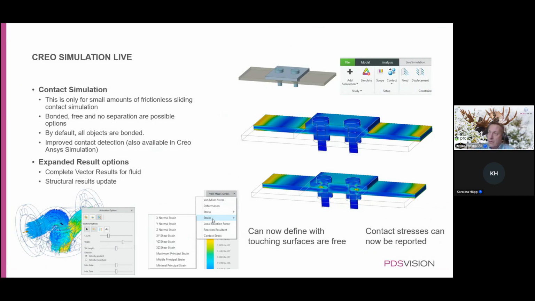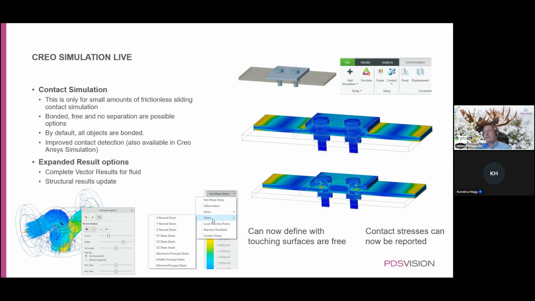This is still quite okay for computing bolt joint kind of structures, but if you look at plastic snap joints, then I would say you are stretching the limit of what it can do. The second thing is that when it comes to fluid flow, we also have the ability to have nice vector results, and the results for structural analysis have also been updated. I'll try to give you a small demonstration of these capabilities with the live software after the slide deck has gone through. So that was Creo Simulation Live.